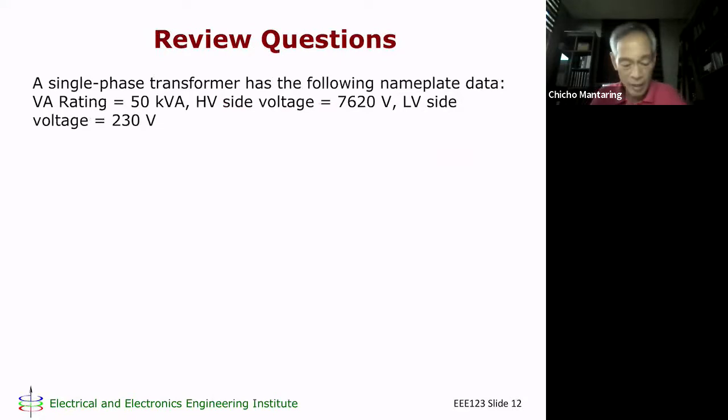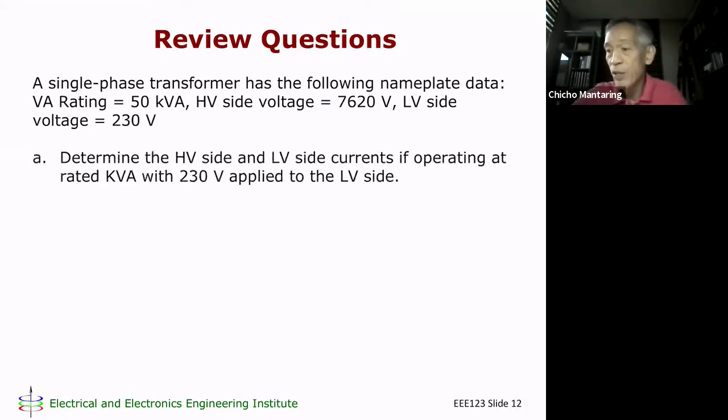Okay, so again, let's see if you understood what I discussed with you. A single phase transformer has the following nameplate data. The volt ampere rating is 50 kVA. The high voltage side voltage is 7620 volts, and the low voltage side voltage is 230 volts. Okay, so nasa nameplate yan. The question is, determine the high voltage side and the low voltage side currents if operating at rated kVA with 230 volts applied to the low voltage side.